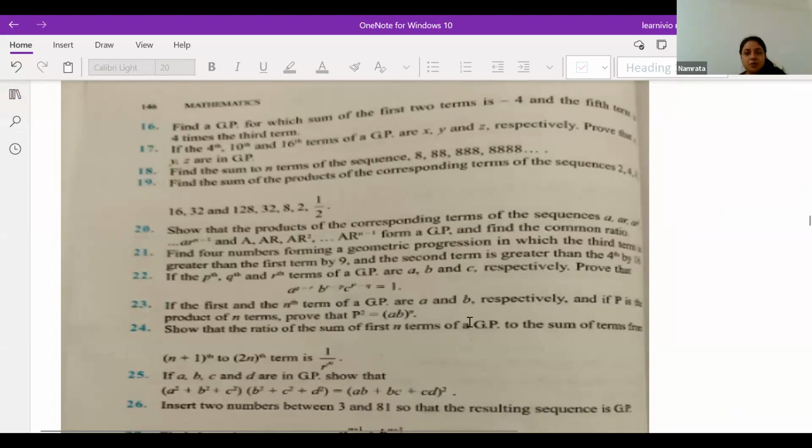Solve the questions from here, then only it will make sense to do higher level or something. So let's see the questions. Just a moment.